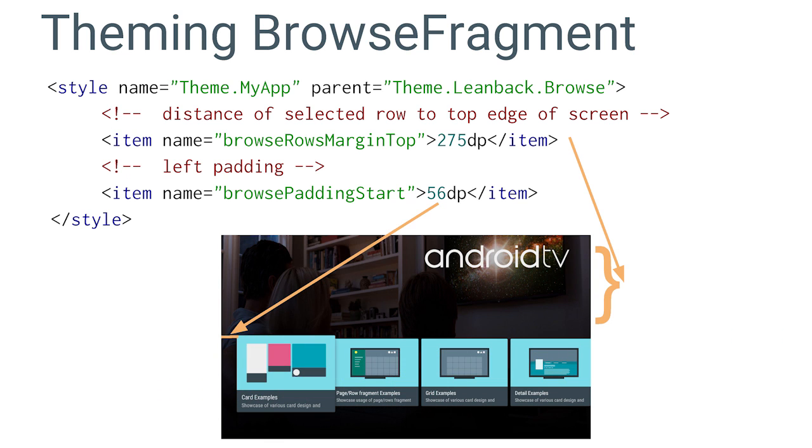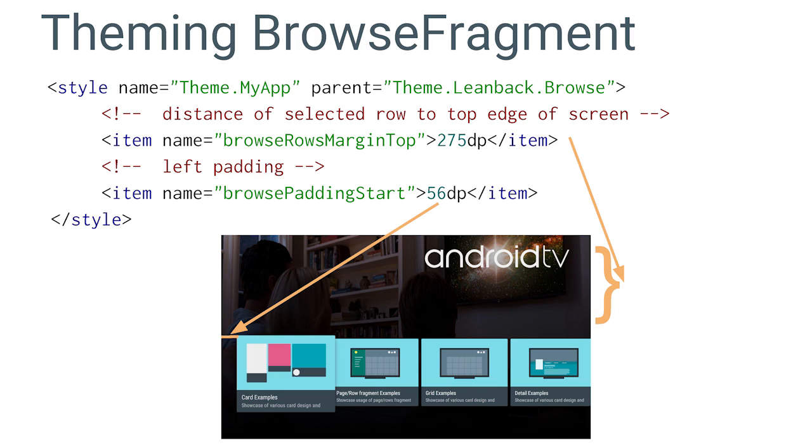Leanback, in an effort to separate styling from logic, makes heavy use of Android theming. Every component in Leanback comes with its own theme. Now, if you want to customize a component, all you have to do is create a style that extends from the theme and override the attributes that you care about. Here is an example of a browse fragment.